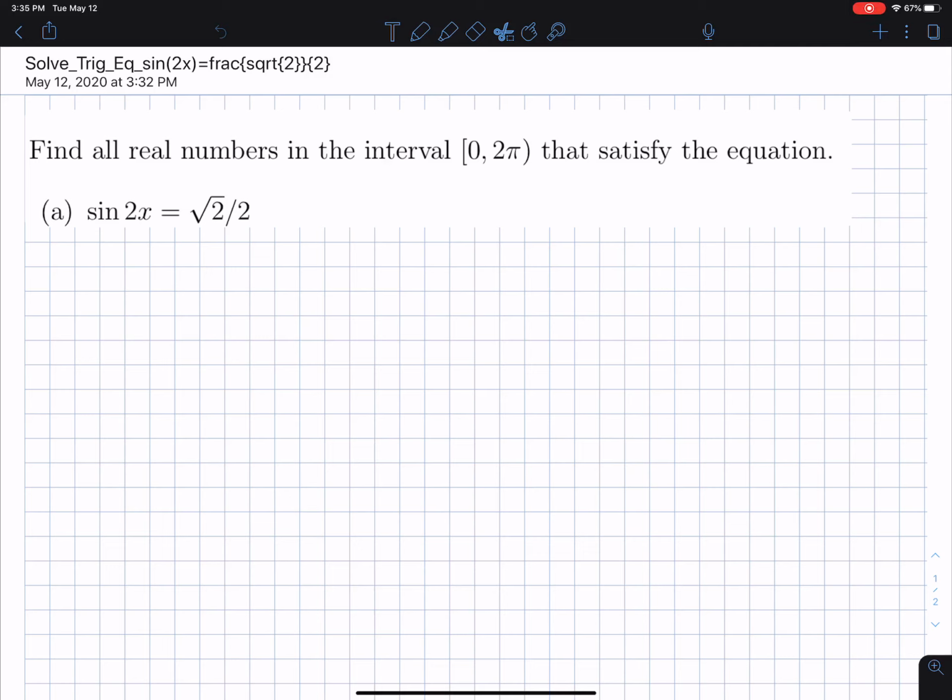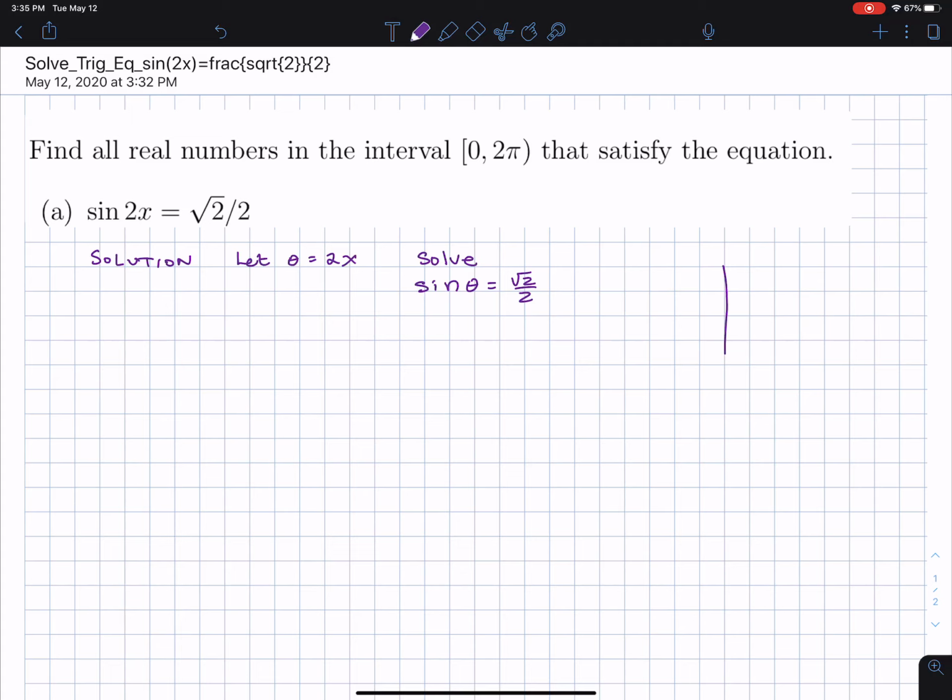Okay, here we're going to solve the equation sine 2x equals radical 2 over 2. So this is how we're going to do this: first of all, I'm going to say let theta equals 2x. You don't really have to do this. And then we're going to solve sine of theta equals radical 2 over 2.